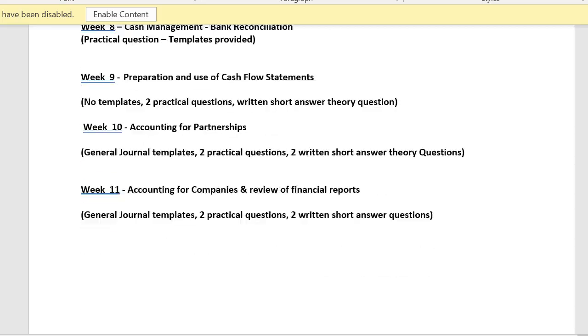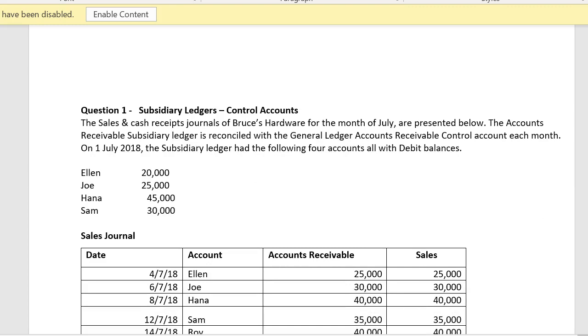So let me start with question number one, which is on subsidiary ledgers and special journals. Right now, we learn four special journals this semester. First, we learn the sales journal, which records all credit sales of inventory, and the purchases journal, which records all credit purchases of inventory, the cash receipts journal, which records all cash inflows, and the cash payments journal, which records all cash outflows.